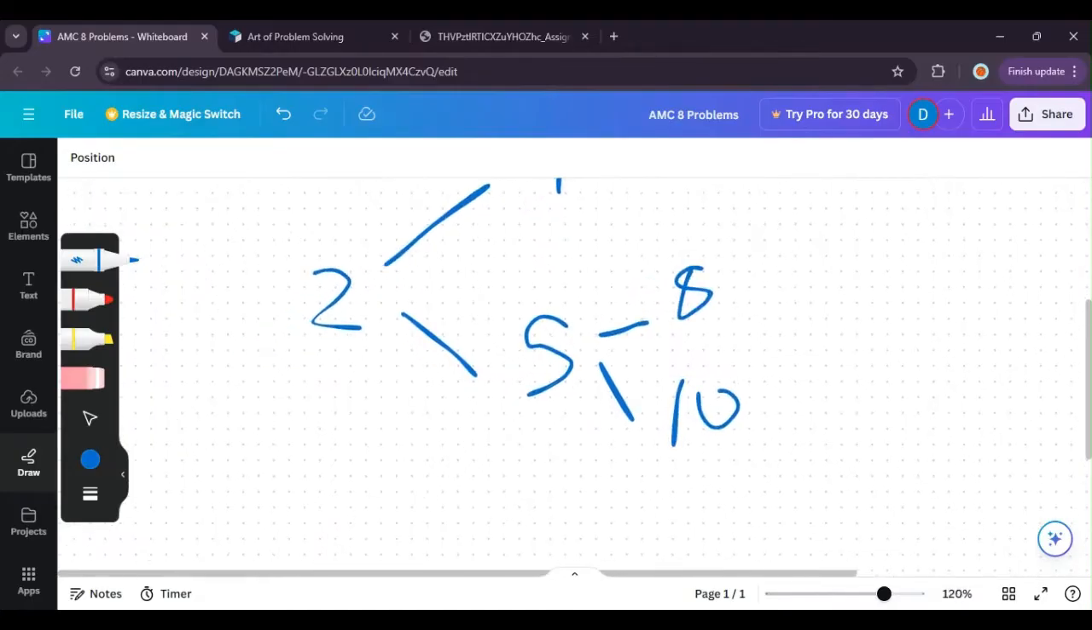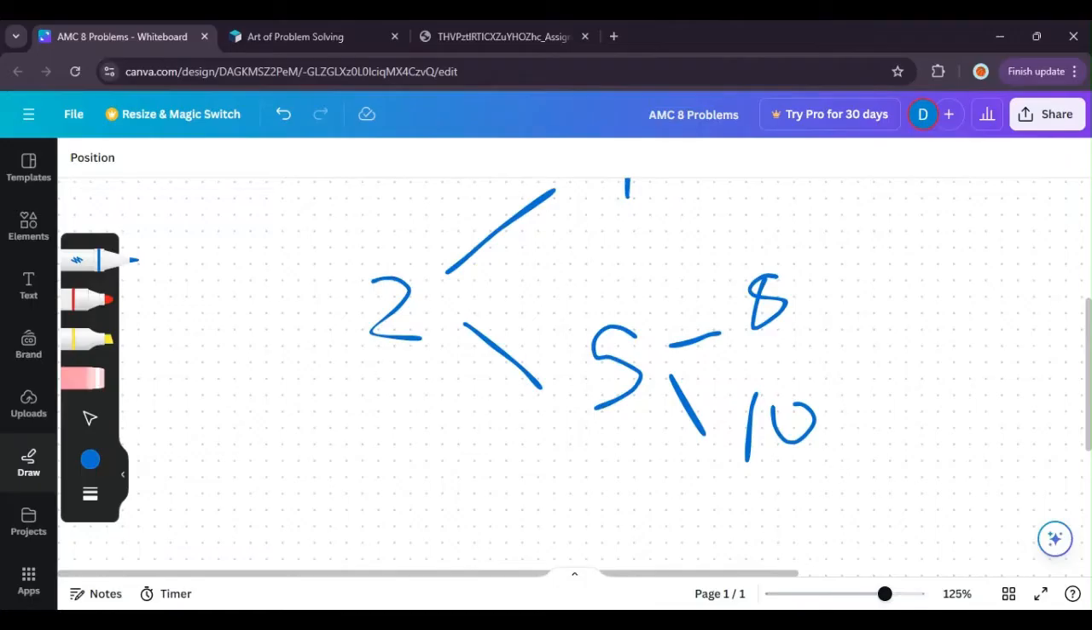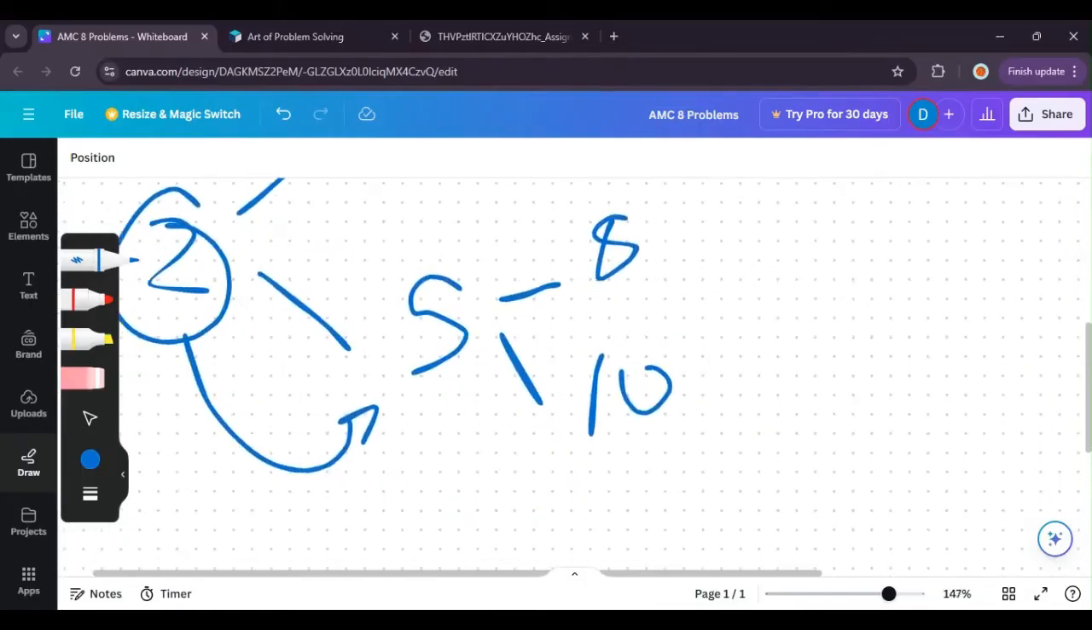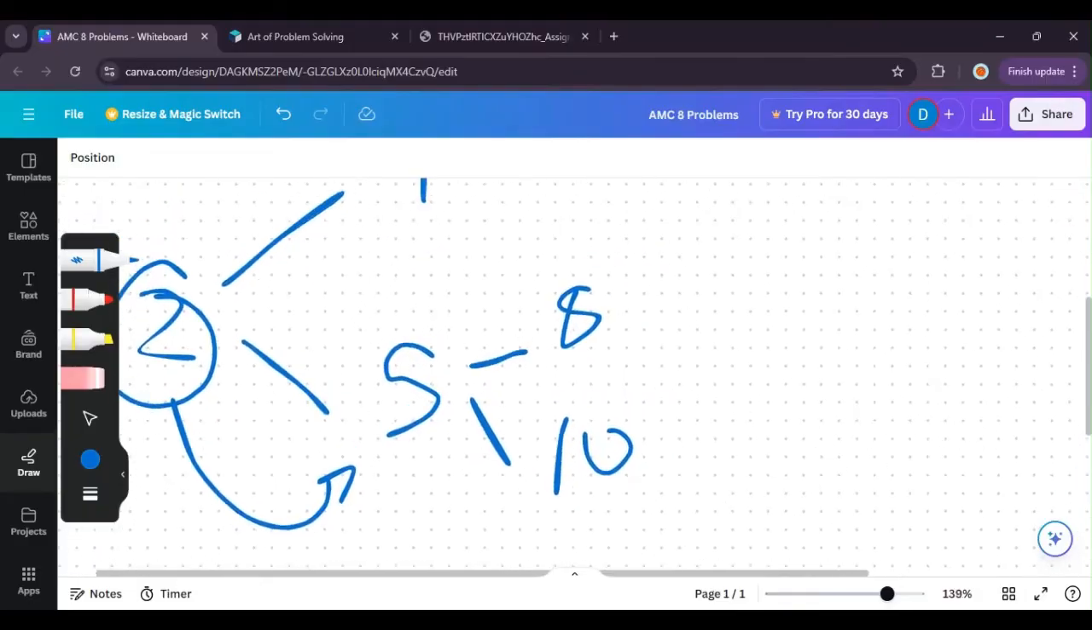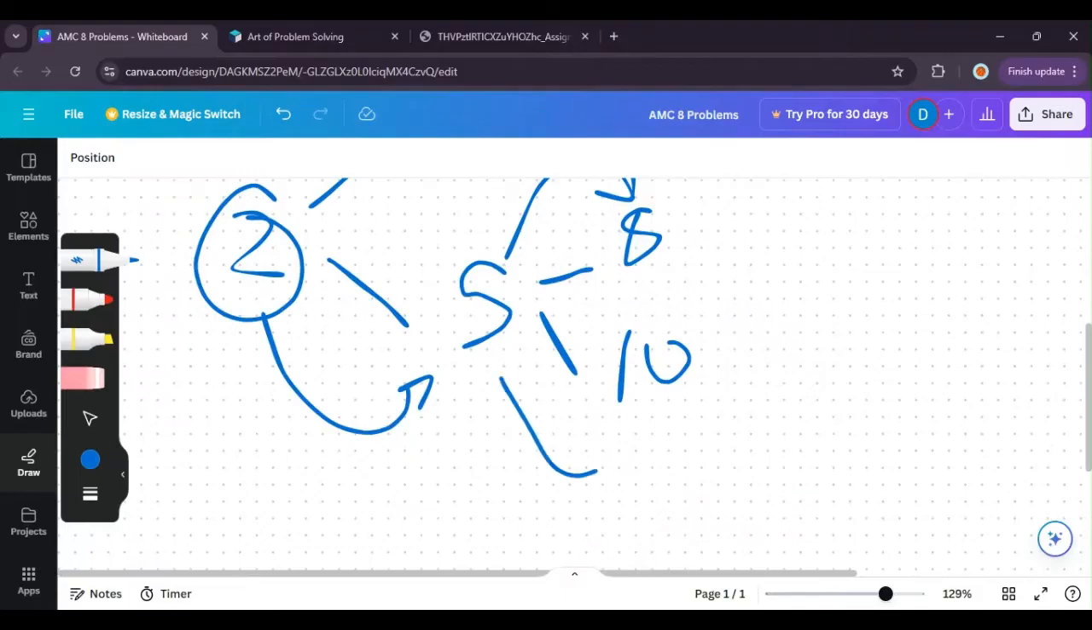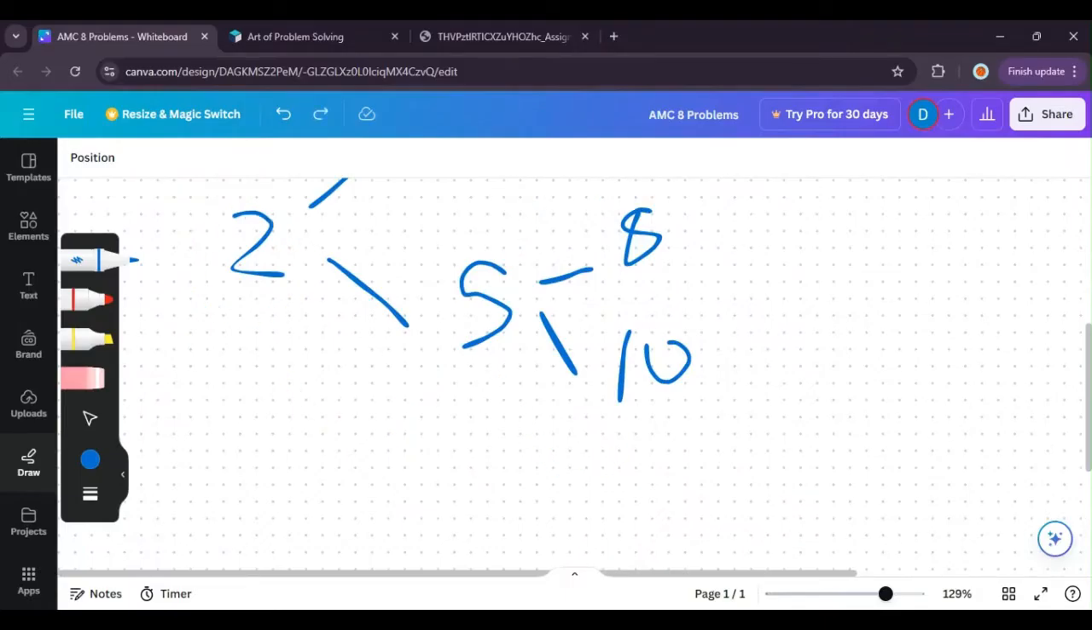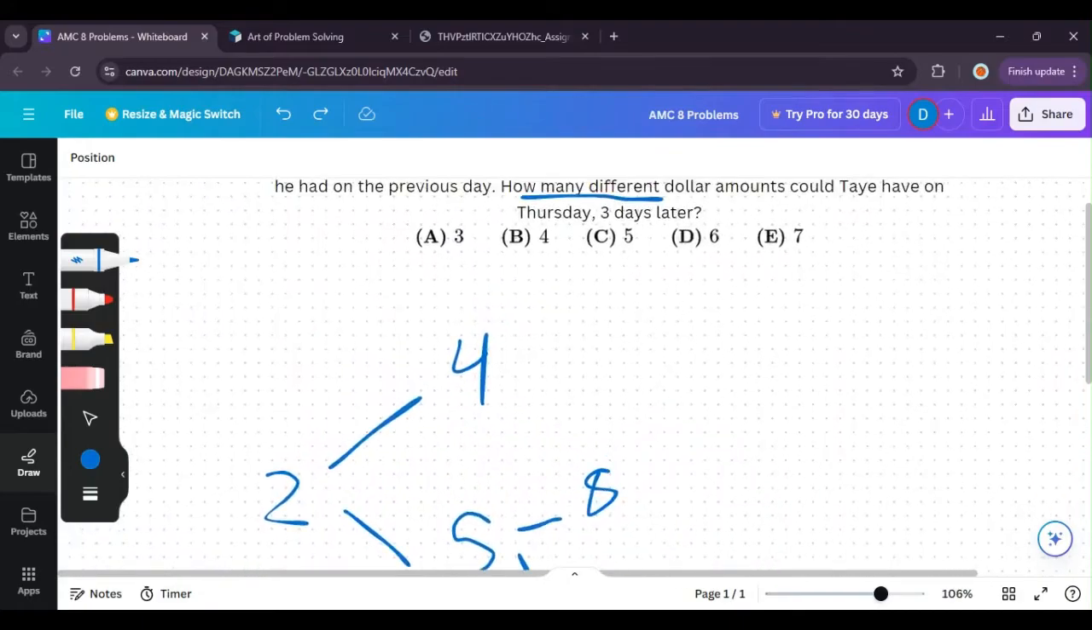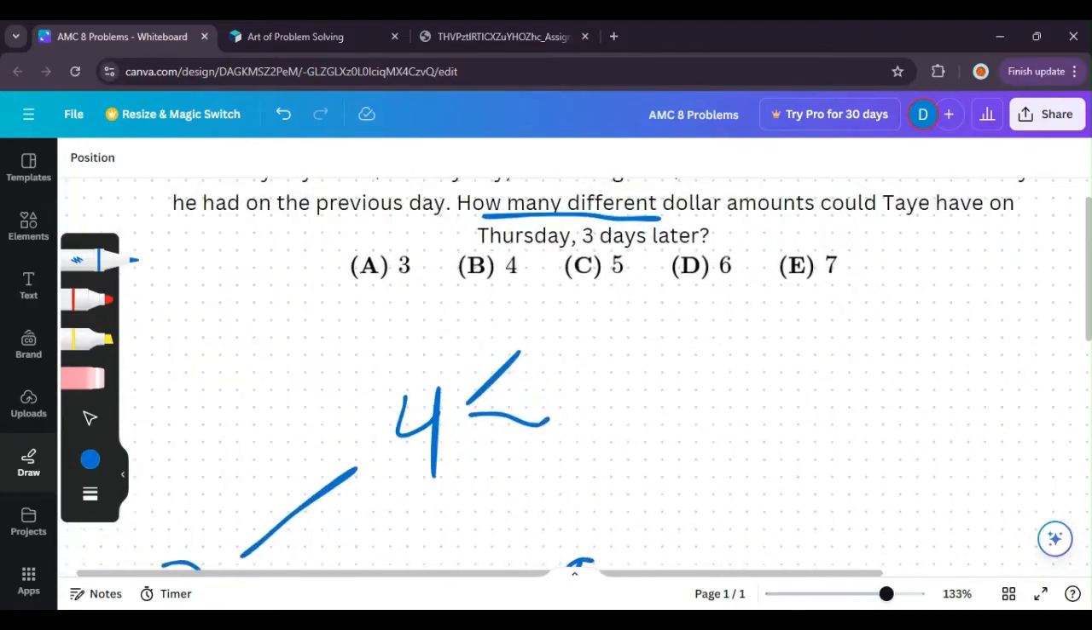So what this is basically saying, he starts Monday with $2. He chooses to gain $3, and he has two options now. He could either choose to gain $3 again or double his money. So that's what this tree means, and he could do that the other way too. So he can have 8 or 7.